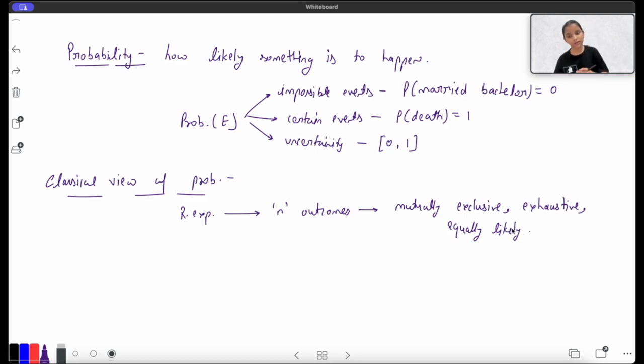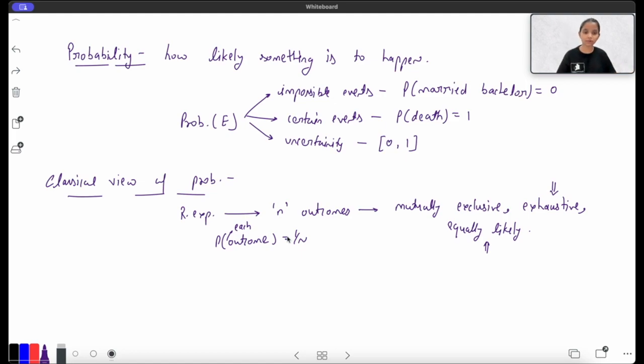Okay, so if there is a random experiment which has been performed and there are n possible outcomes corresponding to it, and these n outcomes are mutually exclusive, mutually exhaustive, and equally likely. Equally likely means that the probability of each outcome is going to be the same. Here, as you are having n outcomes, the probability of each outcome is going to be 1 by n, right?